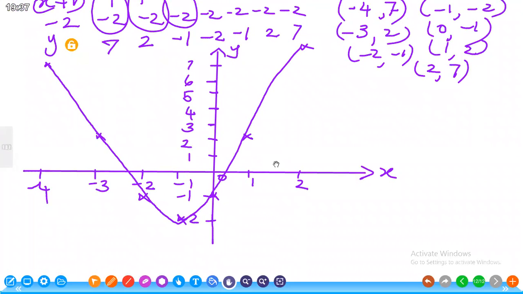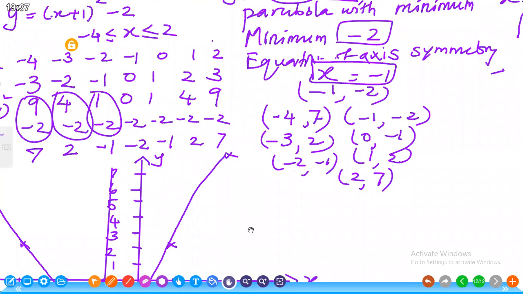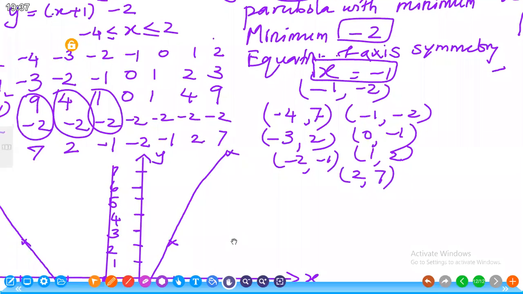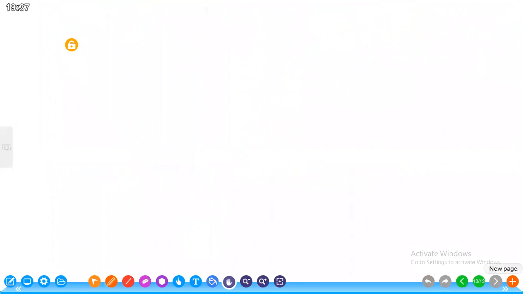Equation of axisymmetry. Here, in this graph it is -1, right? I already said the equation of axisymmetry without drawing the graph also: x is equal to -1. This is also correct. And the coordinates of the turning point, -1, -2. Now let us check whether it is correct or not. The coordinates of the turning point, -1, -2. Now you can see the characteristics of this graph are the same as the characteristics from the table. Right? Now consider another part.